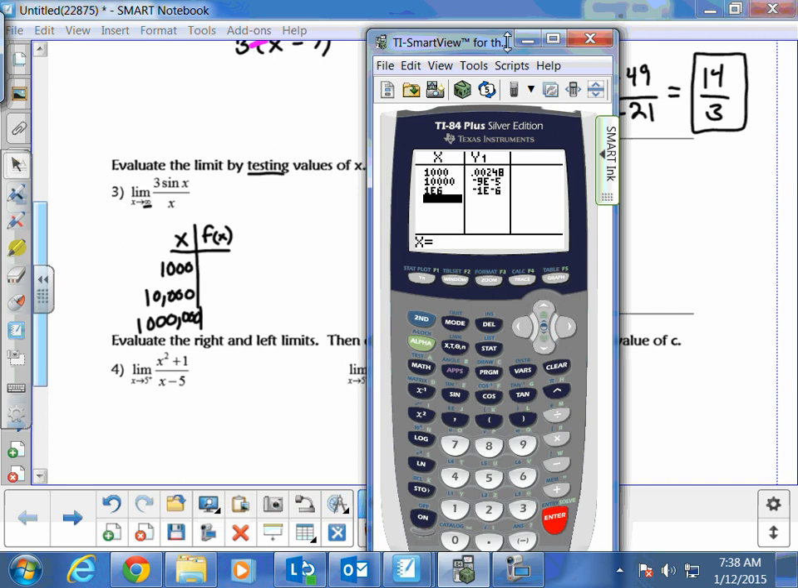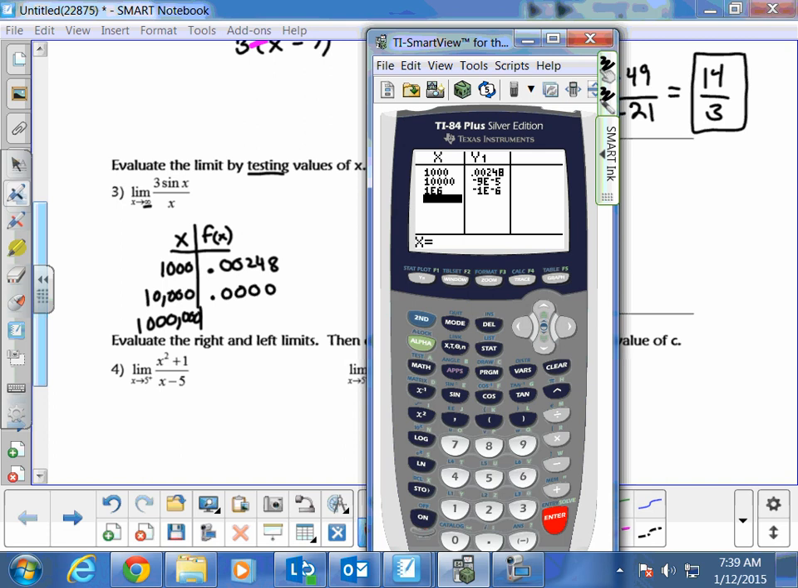Let me write it over here. Okay, I think I'm able to write now. First one was 0.00248. The next one was 0.00000, to the negative 9, and the next one was negative 0.00000606. What is occurring in this case is that these values are getting so close to zero that it might as well be considered the number zero. So let's go ahead and now put that down as our solution.